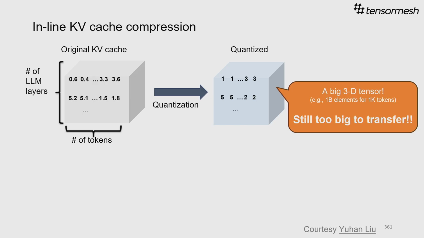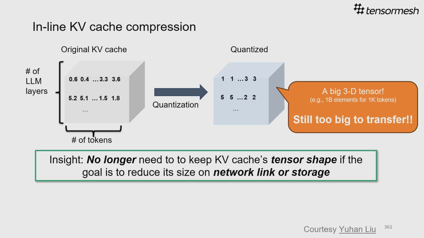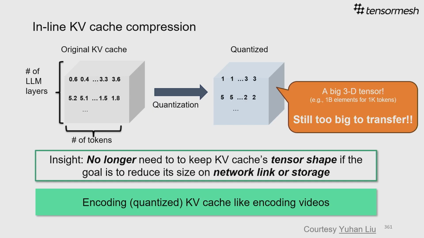The basic idea of KV cache compression is quantization. Quantization uses fewer bits to encode each value in the KV cache tensors. Remember I said K-tensor and V-tensor, they are two big 3D tensors, number of tokens by number of layers by number of heads. Even with quantization, it's still going to be big 3D tensors. But the insight here is if you just want to store them in storage and send them over the network, you don't have to keep the 3D tensor shape at all. You can keep them in any bit stream. Essentially, you're encoding KV cache into bit streams like videos.